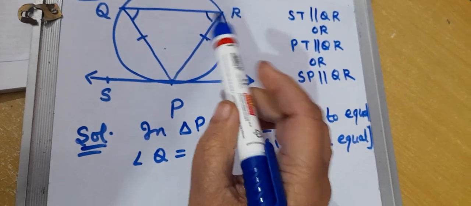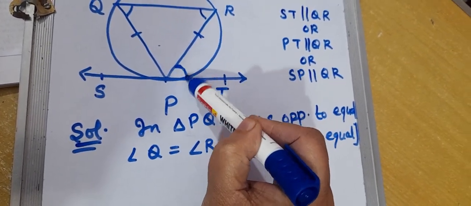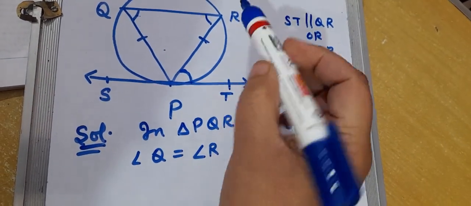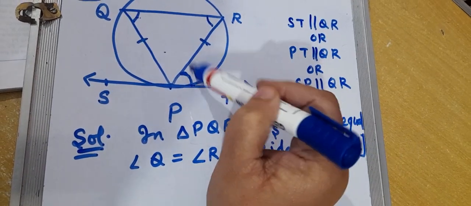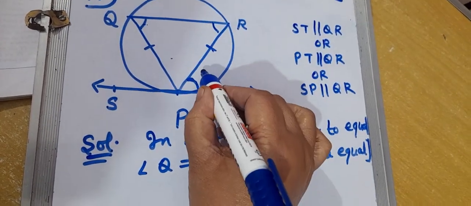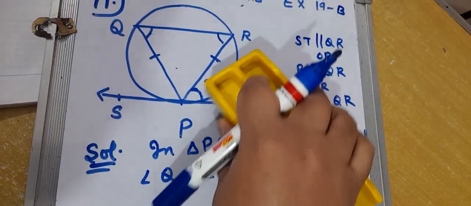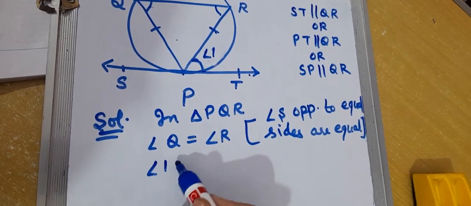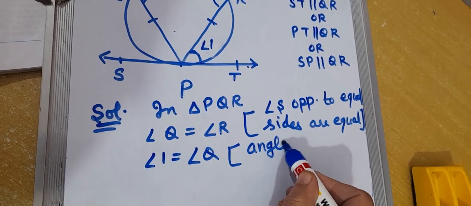Now students, angle RPT will be equal to angle Q. Why? This is the angle between chord and tangent. It will be equal to the opposite interior angle. I can mark it as X, or angle 1. So, angle 1 is equal to angle Q. Angles in alternate segment.